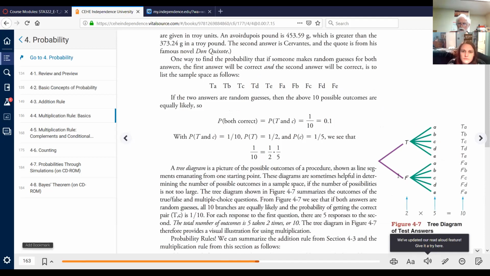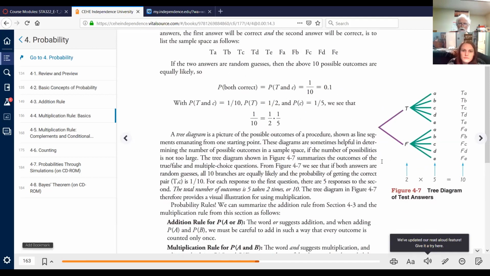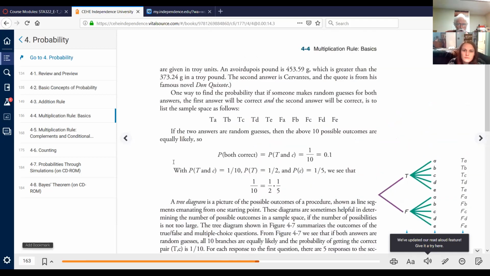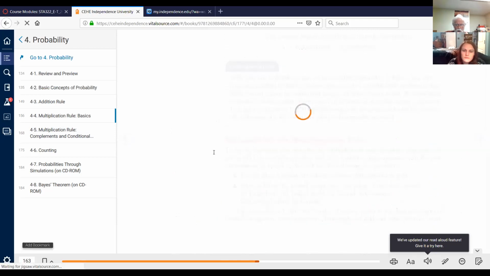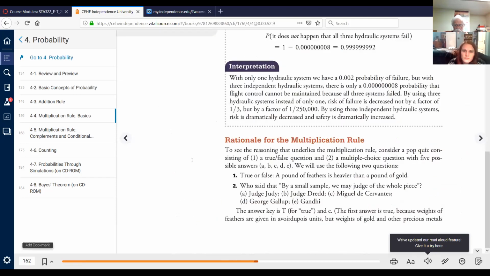You can make guessing either very, very difficult if you have straight true false. Let's go back a page to what the questions are here. Question one, a pound of... we've got true, false, and a multiple choice question with 5 possible answers. So what are the chances of getting a score? The first one: a pound of feathers is heavier than a pound of gold. That's true or false?